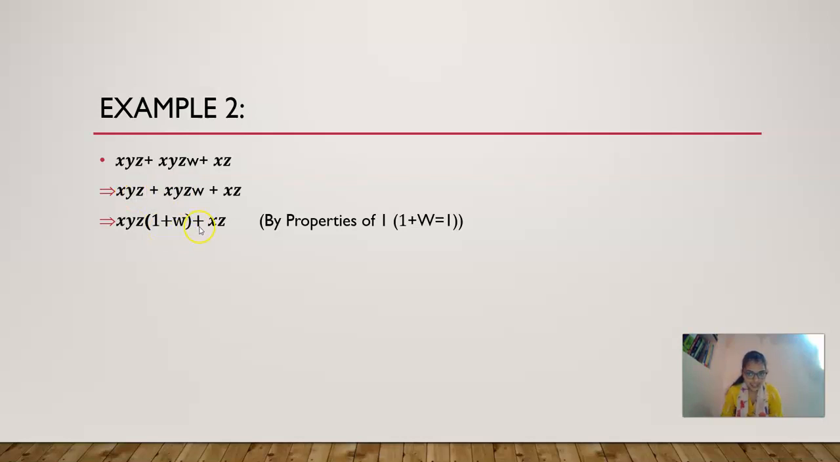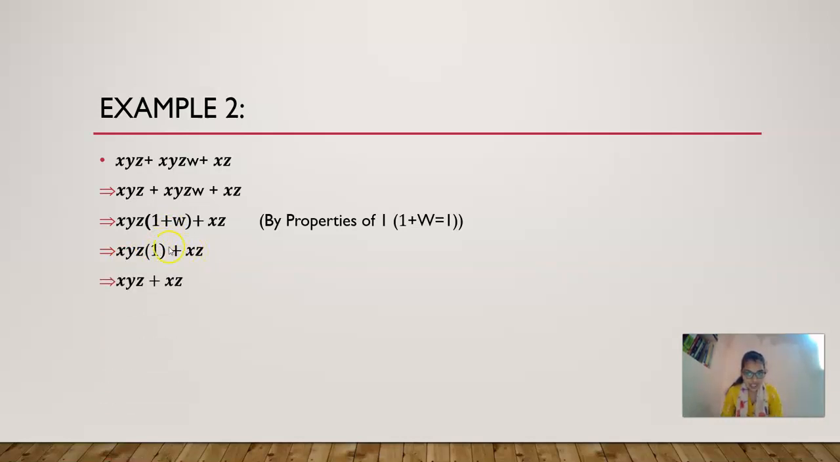Write it in bracket plus write xz as it is. Look at the term in the bracket, 1 plus w. Is there any rule which can be applied? Yes, there is a rule. What is that? Properties of 1 says that 1 plus w is equal to 1. So replace the 1 plus w by 1. See, write xyz as it is. In place of 1 plus w, write 1 plus xz.